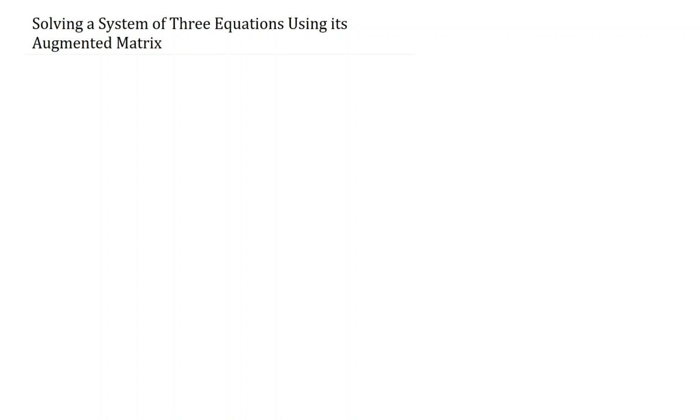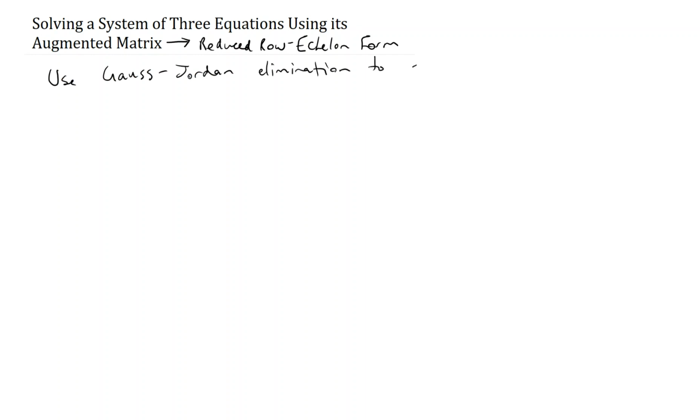matrix. In particular, what we're going to do is put this, what we're going to call augmented matrix, into reduced row echelon form. And we're going to do it, let's look at the example here. So we'll use Gauss-Jordan elimination to solve the system. Okay, use Gauss-Jordan elimination to solve the system.